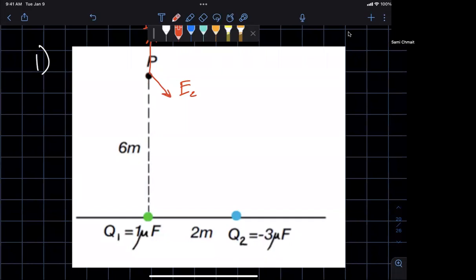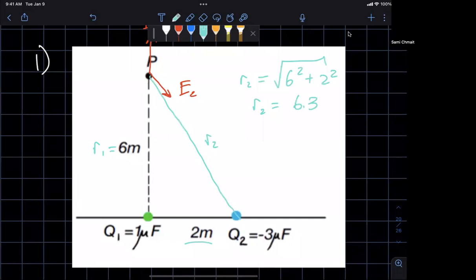And the other important thing here is we need to find that R value, right? So we have R1 is given, right? So that's 6 meters. And we know this value right here, but we don't know anything about, let's just call it R2, from here to here. Well, you can solve for R2 just using Pythag. So R2 is going to be equal to the square root of 6 squared plus 2 squared. R2 is going to be equal to 6.32.